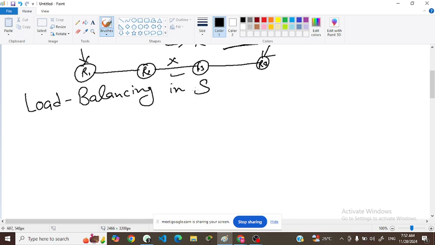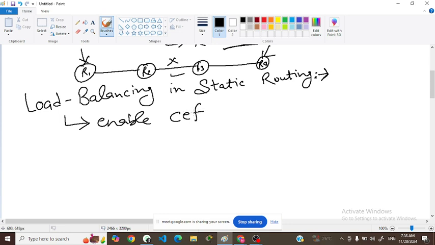In static routing, there is no load balancing by default, especially in Cisco routers. For static routing, you will need to configure it. First of all, you need to enable CEF. Without enabling CEF, load balancing will not work.